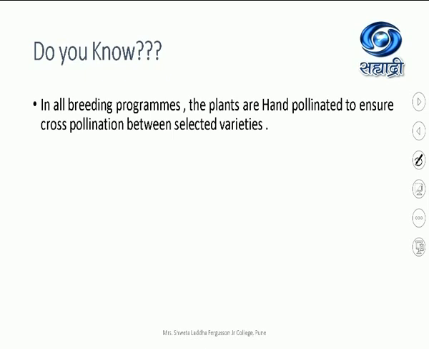Removal or cutting of anthers from a flower before it produces pollen grain, so that the flower becomes a female flower, is emasculation. Then hybridization is carried out by hand with a brush. Then it is covered with a polythene bag, which is called bagging. Tagging is done and hybridization is done. In breeding programs, the plants are hand pollinated so that cross-pollination between selected varieties is brought about. It can be carried out in wheat and rice.